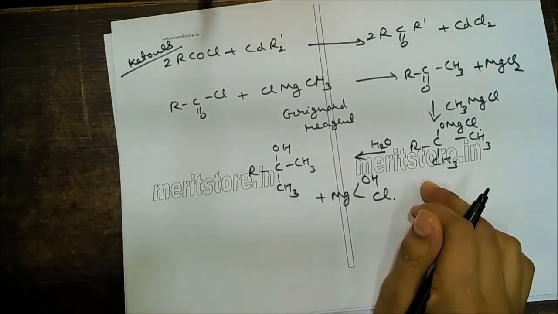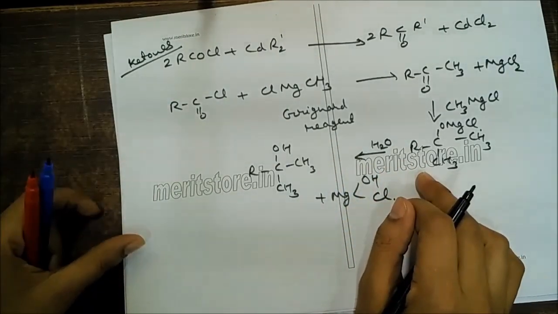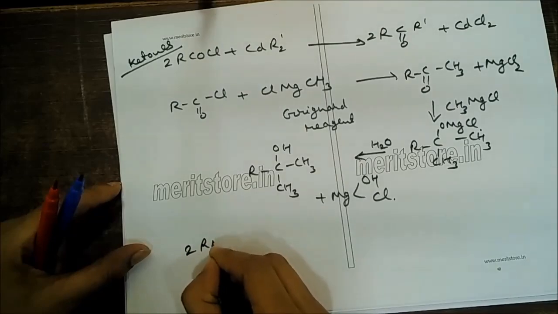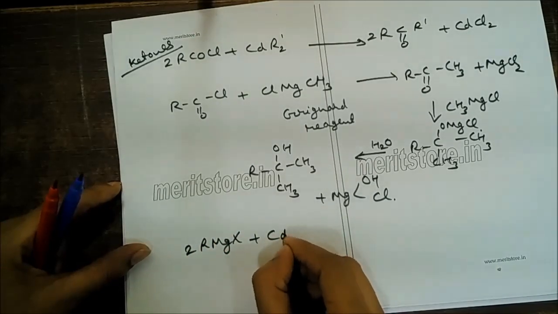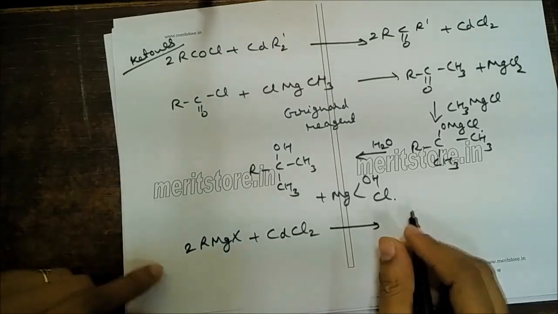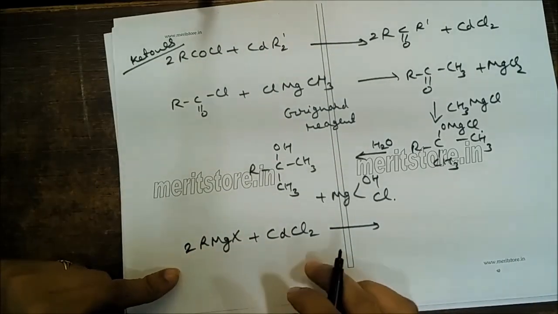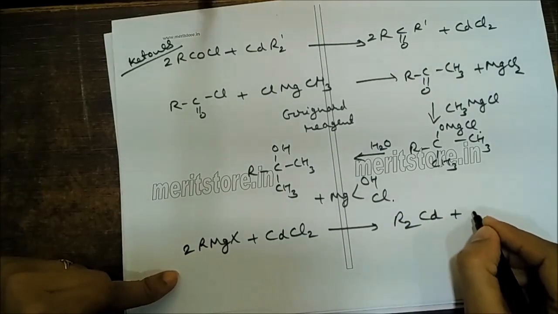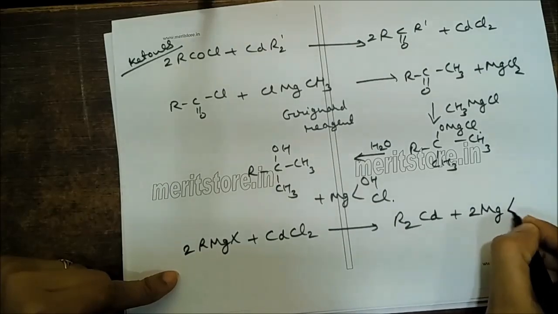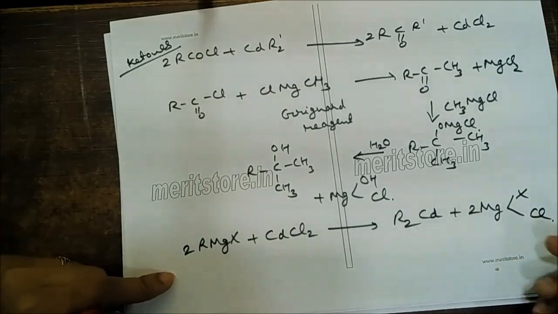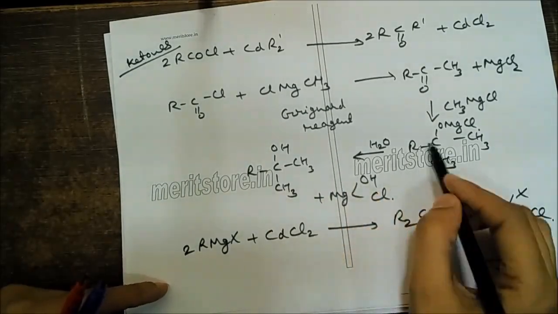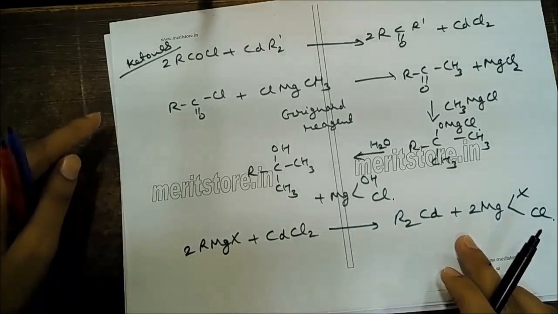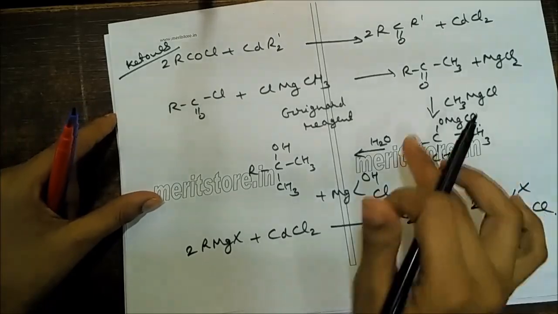To avoid this, dialkyl cadmium is used and it is formed by this reaction. By the reaction of Grignard reagent and cadmium chloride, we get this dialkyl cadmium. So to stop this reaction, we need to take dialkyl cadmium instead of this Grignard reagent.